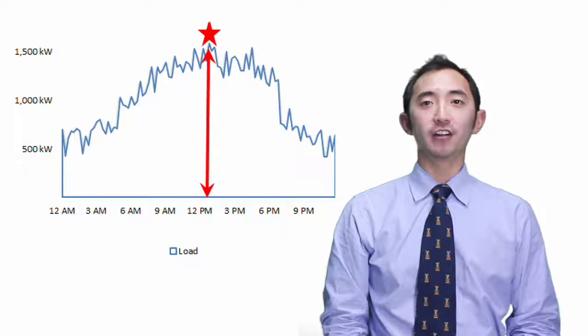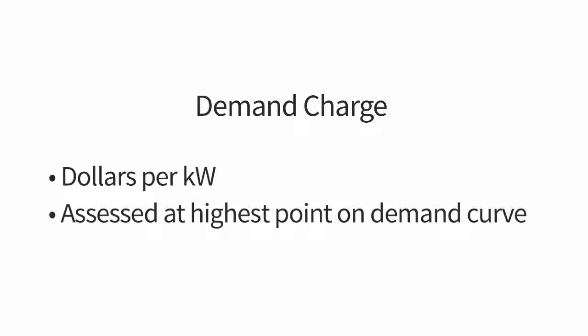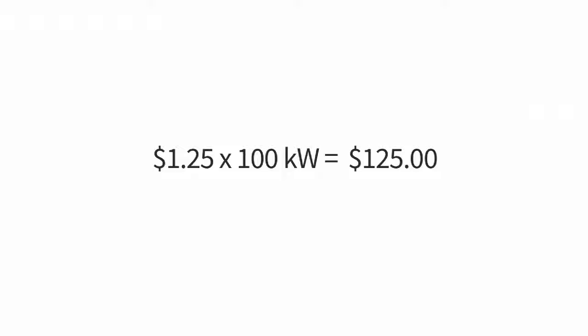So just as your load curve has three properties, utilities have three different types of charges to match each of these properties. So the utility charges for the height of the curve using something called a demand charge. This charge is usually expressed in dollars per kW and is assessed to the highest point on your demand curve. So for example, let's say you have a business who in a month hits a maximum of 100 kW. And let's say the utility charges you $1.25 per kW for that maximum. So you would pay $1.25 times 100 equals $125.